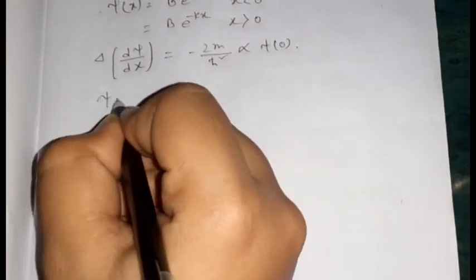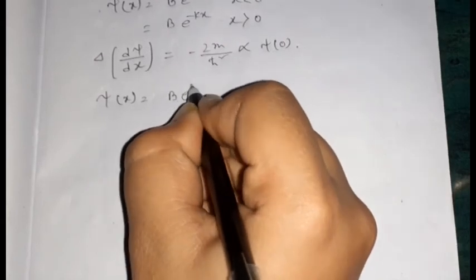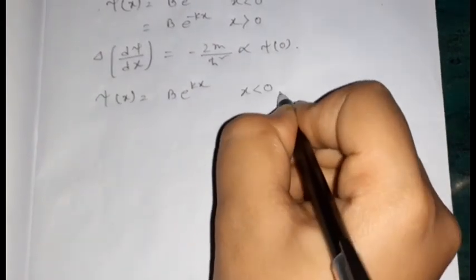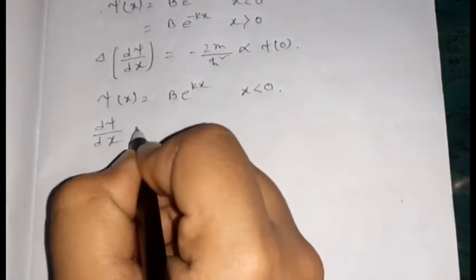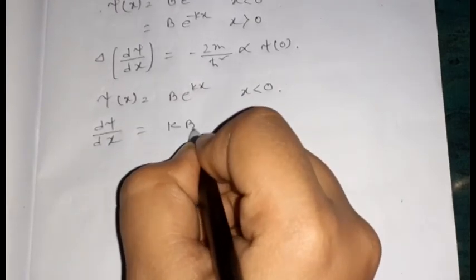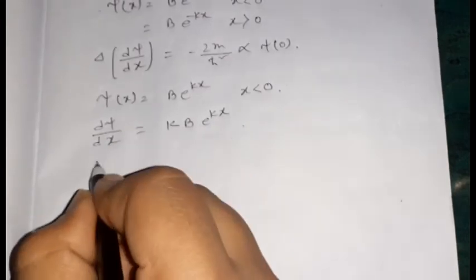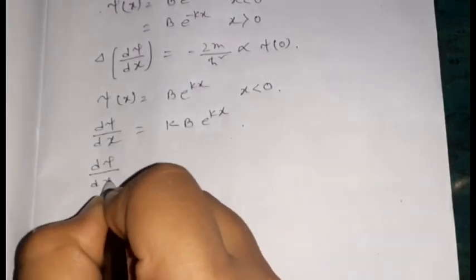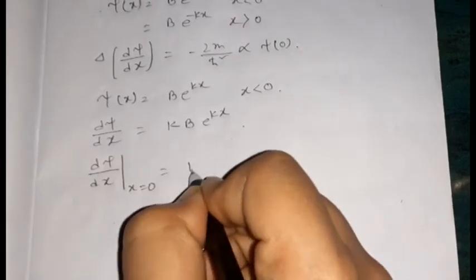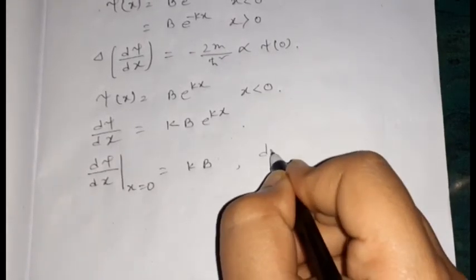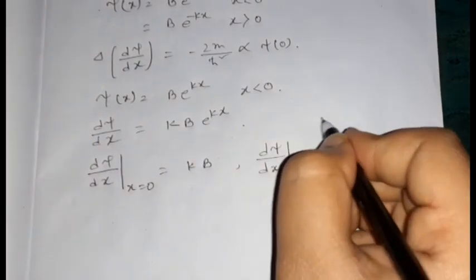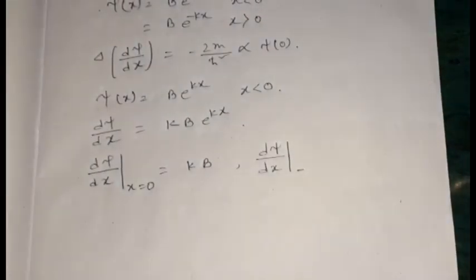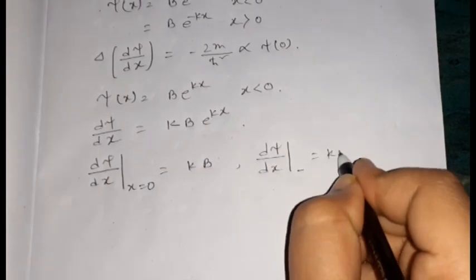Okay, so for psi(x) = b e^(kx) for x less than 0, dψ/dx = kb e^(kx), and dψ/dx at x equal to 0 is kb. I'm going to write this as dψ/dx with a minus sign, because the region is x less than 0, so I'm writing it minus to denote this.